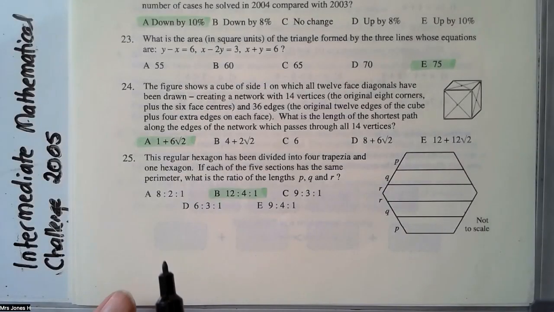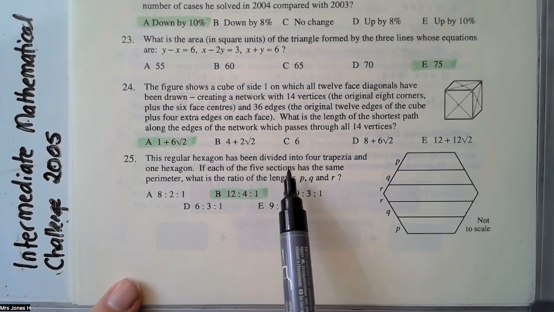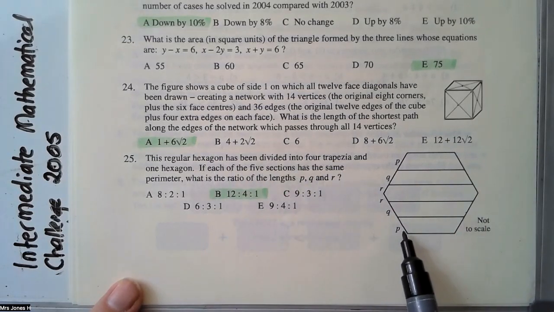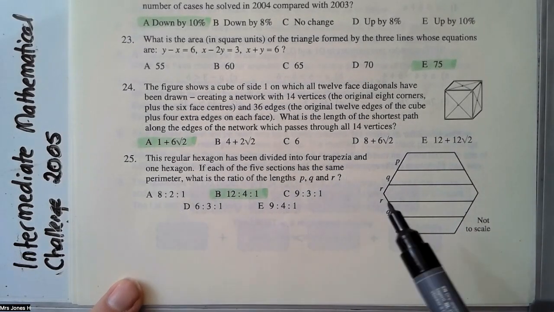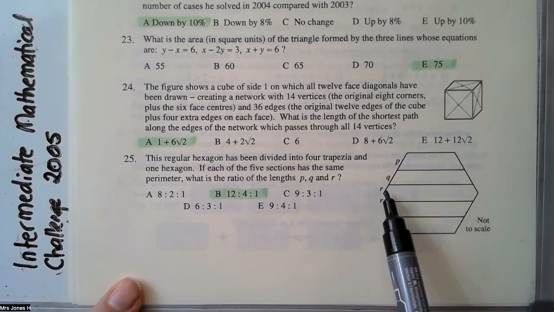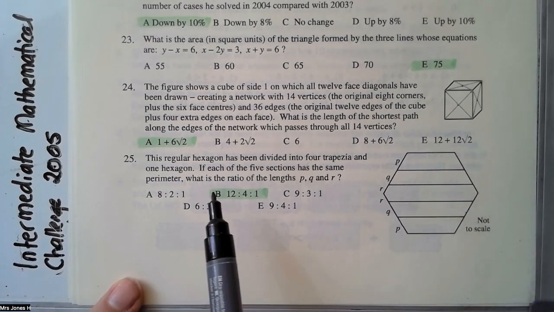Question 25. This regular hexagon has been divided into 4 trapezia. This one here is a trapezium, and this is a hexagon in the middle here because it's got 6 sides.